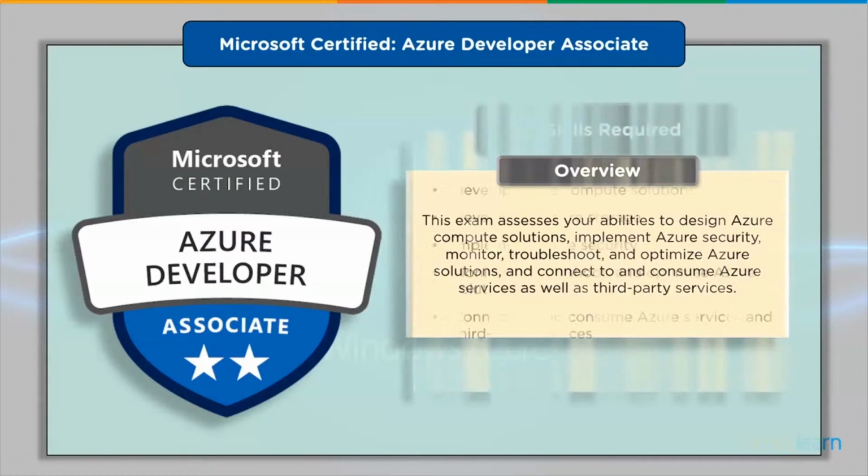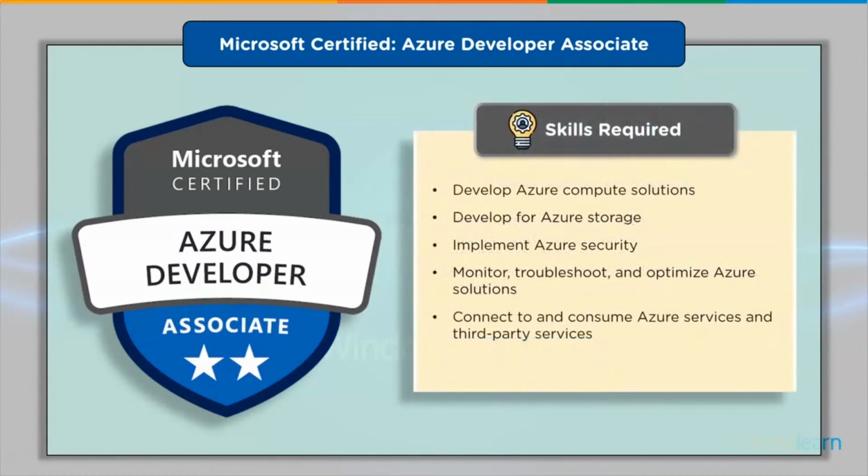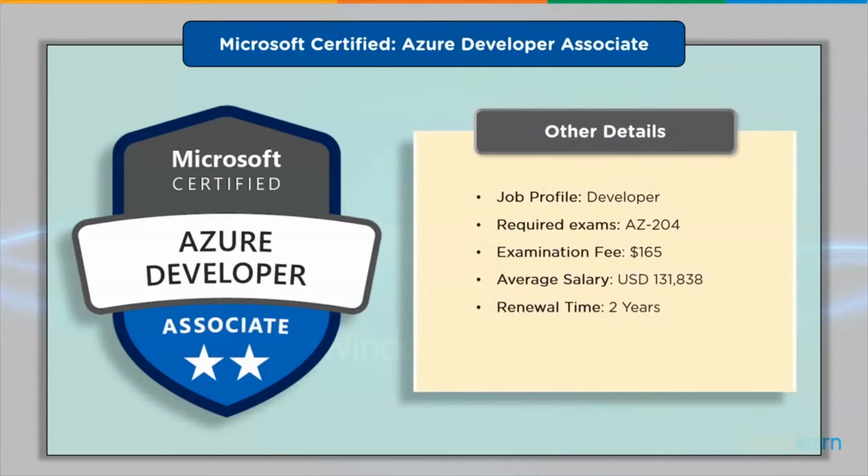Now, the skill set essential for this certification are: develop Azure Compute Solutions, develop for Azure Storage, implement Azure Security, monitor, troubleshoot, and optimize Azure solutions, connect to and consume Azure services and third-party services. Now, this certification is for a job role like developer and its exam code is AZ204. Its examination fee is 165 USD with the renewal time of 2 years.